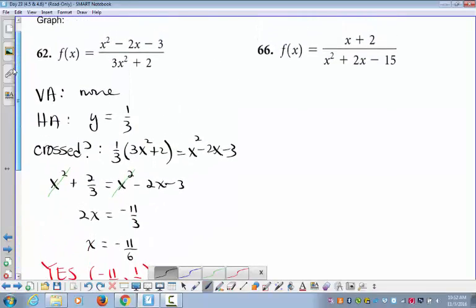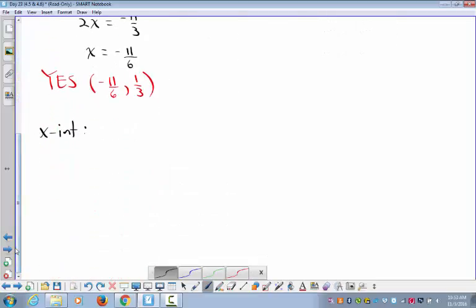X-intercepts, let's see. So we have to factor the numerator. An x-intercept is where the function is 0. The only way the function is 0 is if the numerator is 0. So let's take a look at the factorization here. So that's x minus 3 multiplied by x plus 1. So we have two x-intercepts, 3 and negative 1.